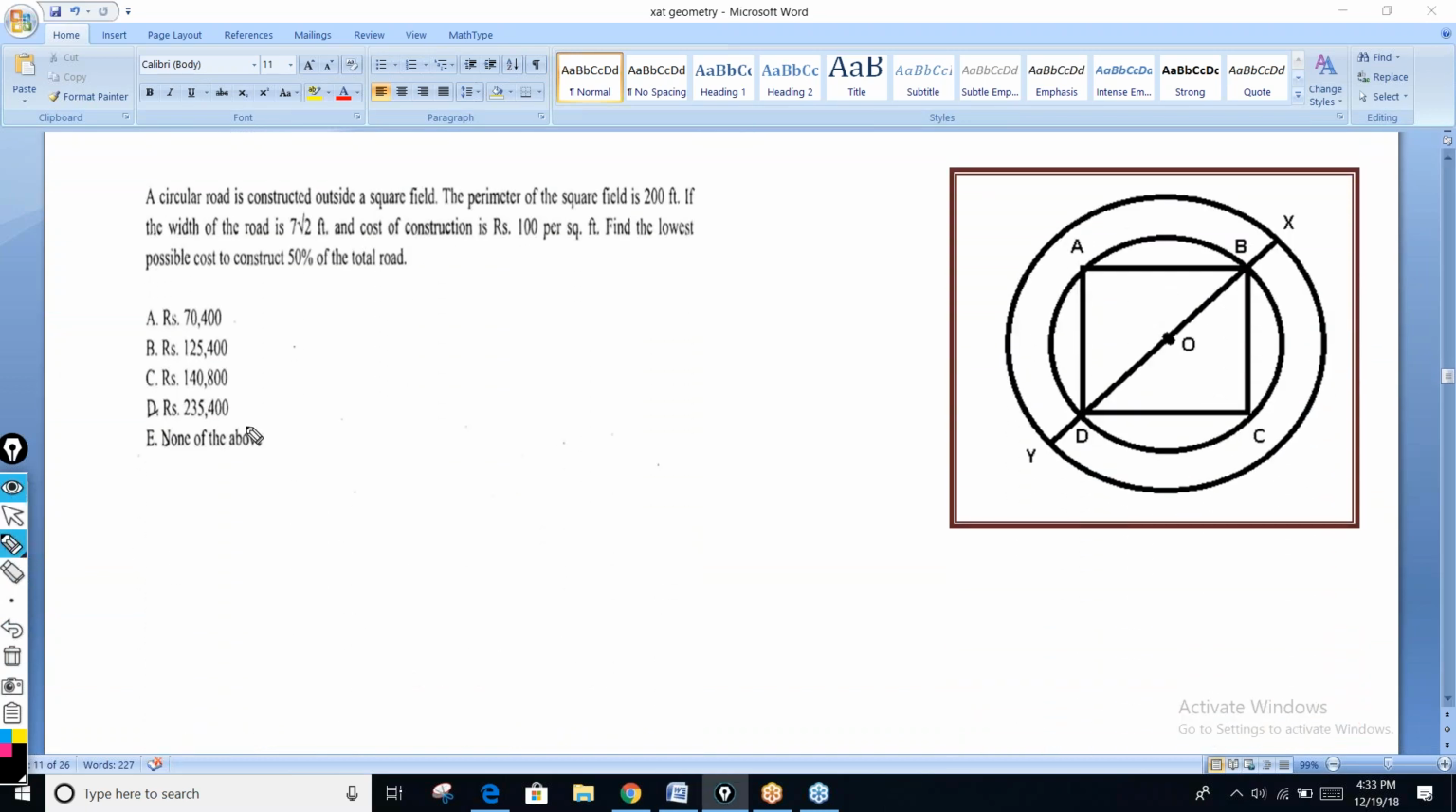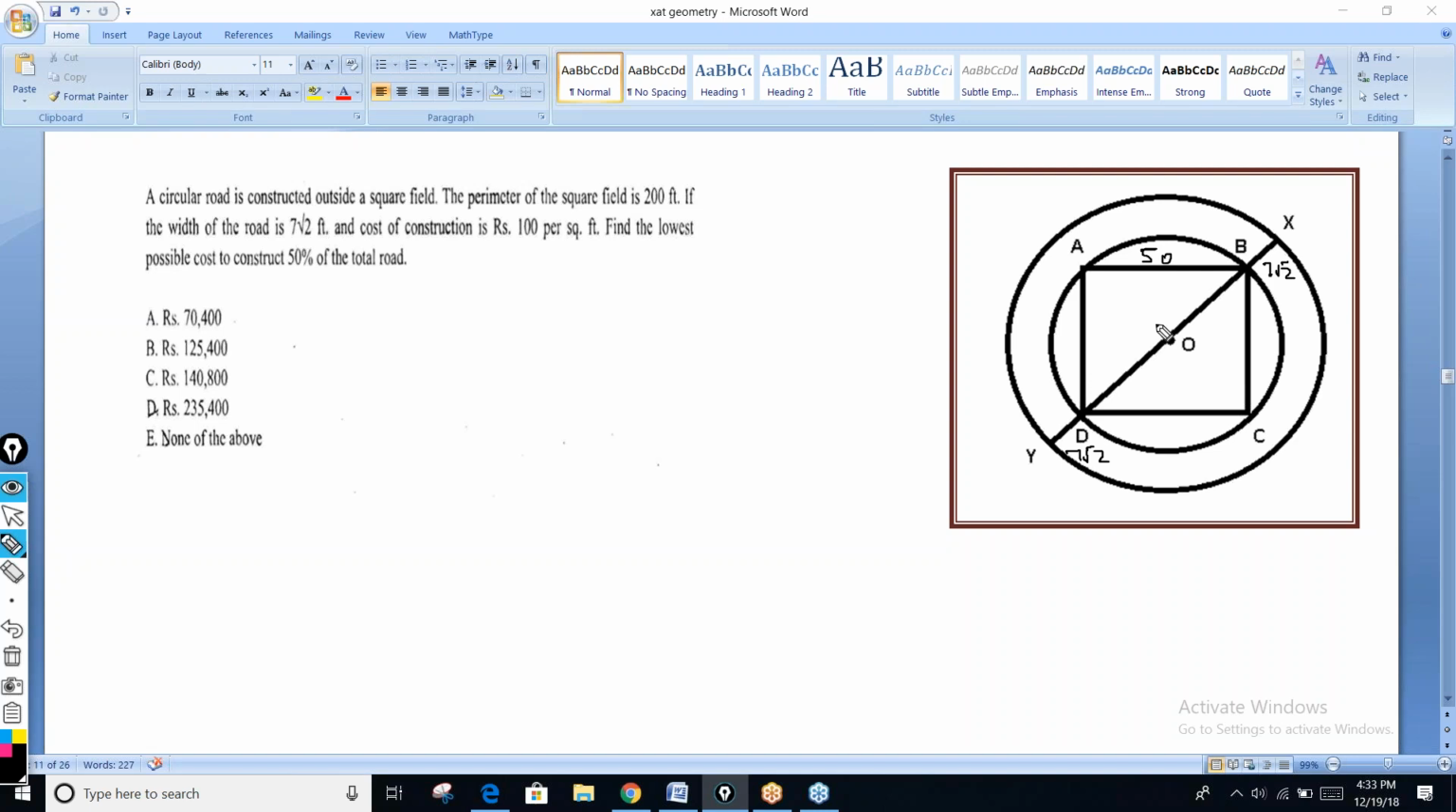There is also mensuration. A circular road is constructed outside a square field. That is a square field, and there is a circular road constructed, that is a road outside this field. The perimeter of the square field is 200 feet. So the perimeter is 200, so the side is 50. The width of the road is 7 root 2 feet.